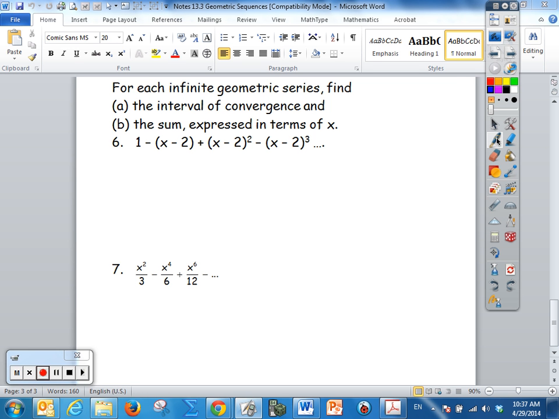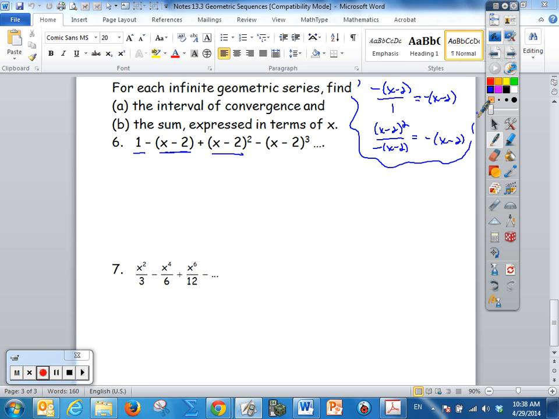And I do that by, like we did just before, divide. This one divided by that one, or this divided by that. So it's either, let's do scratch work up here. So it's either negative x minus 2 divided by 1, which gives me negative x minus 2. Or it's x minus 2 squared divided by negative x minus 2. And see, that simplifies, and I'm left with negative x minus 2. Okay, so that's my scratch work for finding my common ratio. You just do it by dividing. So that's our r. R equals negative x minus 2.